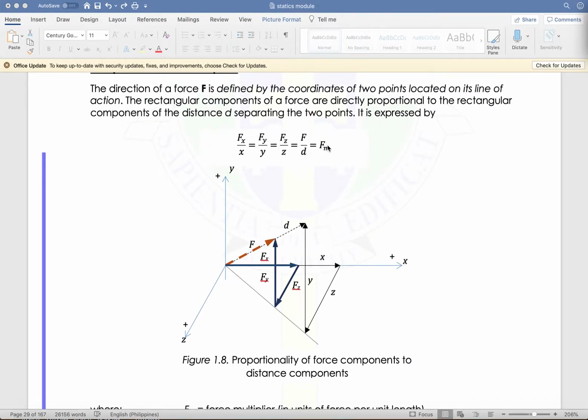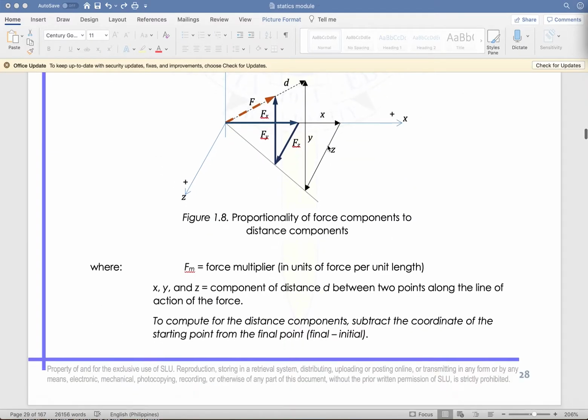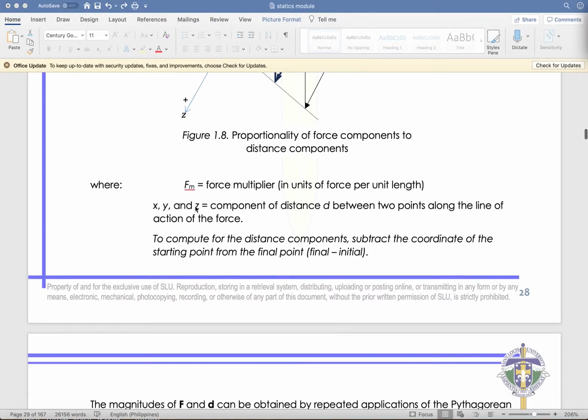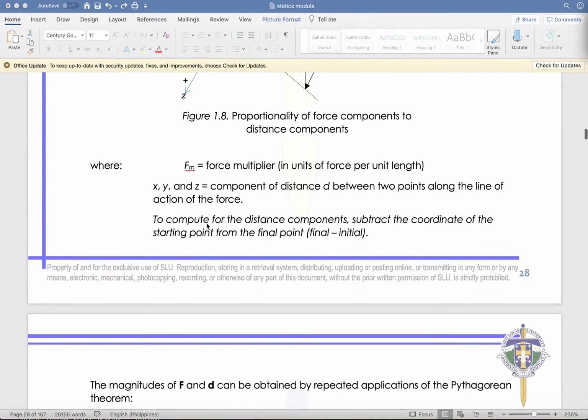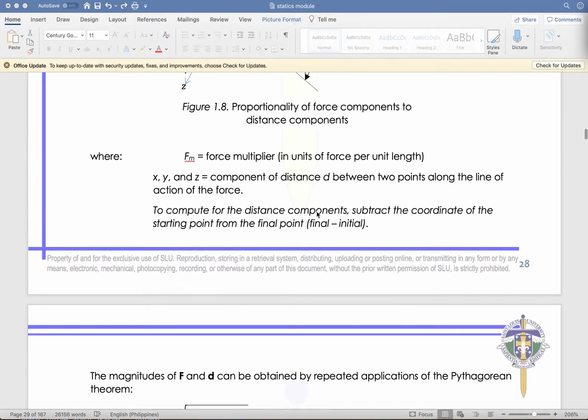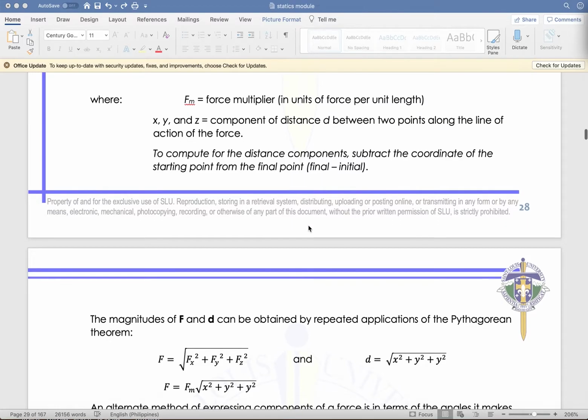We're going to use this force multiplier when we are already in our vector notation for dot product and for cross product. So x, y, and z are components of the distance d between 2 points along the line of action of the force. To compute for the distance components, subtract the coordinate of the starting point from the final point. So final minus initial. That would be our equation.